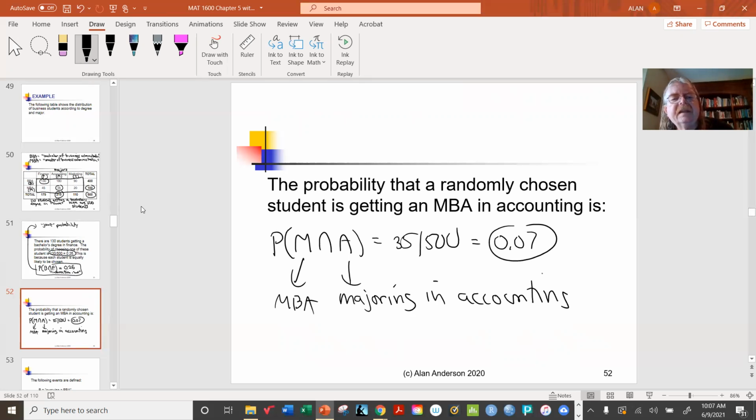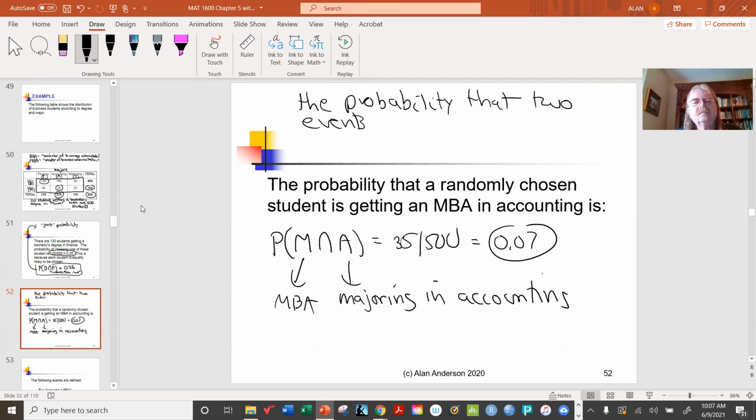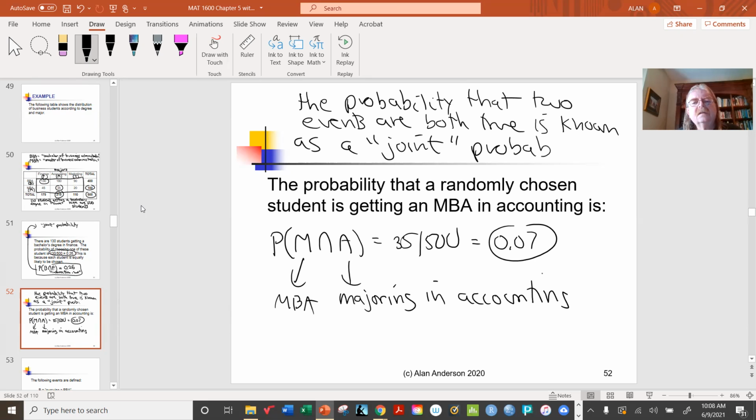And now this, by the way, there's a special name for this type of probability. If we haven't already defined this, the probability that two events are both true is known as a joint probability. Just like a joint in your body connects two different bones, it's called joint because two different things are true. So that's where the name is actually coming from. Joint meaning both things are true at the same time.